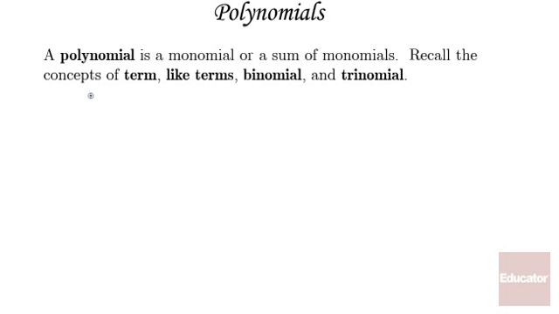For example, 4x squared plus x, or 2y squared plus 3y plus 4. These are both polynomials. We also could say that 5z is a polynomial, but it's also a monomial. So there's only one term, so it's a polynomial, but we usually just say it's a monomial.